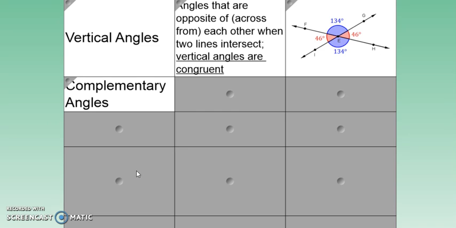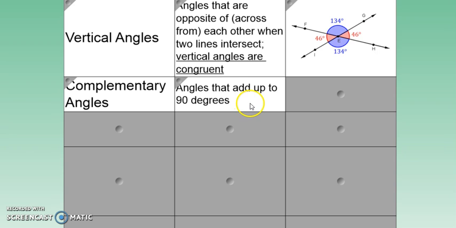So then we have complementary angles. And now this is complement, which is not like giving someone a compliment, which has an I after the L. Complementary means angles that add up to 90 degrees. And so we just have a diagram. Two angles. These are actually adjacent complementary angles. Now they don't have to be adjacent to be complementary. All they have to do is add up to 90, but these happen to be adjacent and complementary.